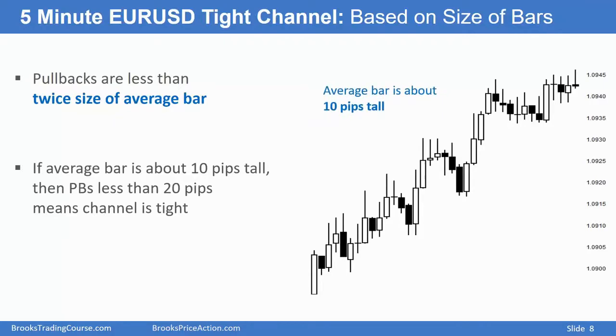Here, the average bar is about 10 pips tall. And here's the size of the pullback from the top of the trend to the bottom of the pullback. All of the pullbacks are less than twice the size of an average bar. Therefore, the pullbacks are small, the channel is tight, and traders should only look to buy.